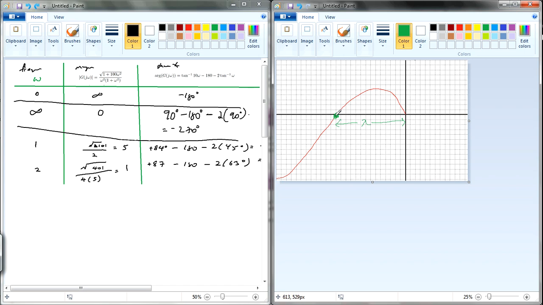So when I find this point, I can find the lambda, and then I can solve for my gain margin and see whether I am stable or not, and also prove whether I am stable or not. So this is generally the case.